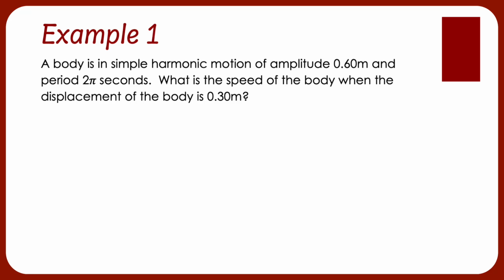Okay, so let's go through a few examples. I have a body in simple harmonic motion. It doesn't matter, it could be a pendulum, a mass spring system, anything. But I do know the amplitude is 0.6 meters, so I'm going to write that down, and its period is 2 pi. What is the speed when the displacement is 0.3 meters?